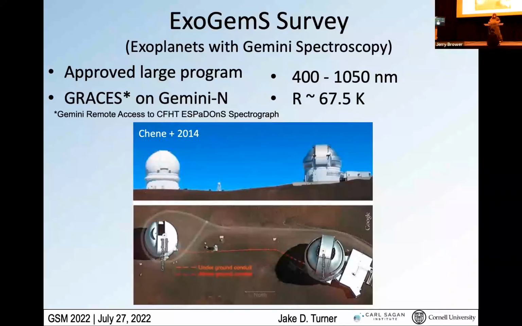So the ExoGemS Survey, ExoGemS with Gemini spectroscopy for short, is an approved large program with GRACES on Gemini North. We observe in the optical, so it's complementary to Megan's survey. We observe from 400 to 1050 nanometers at a pretty high spectral resolution of 67,000.